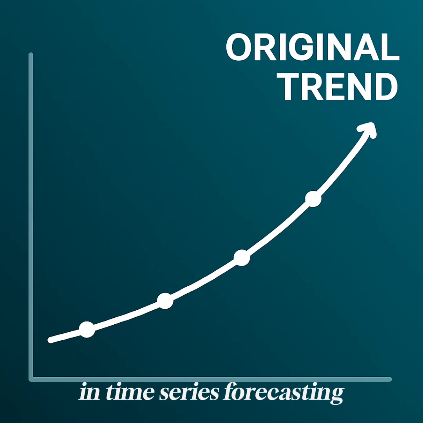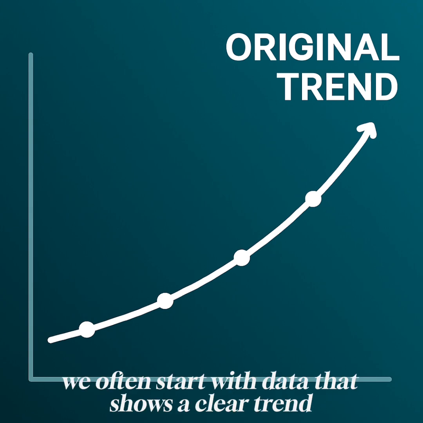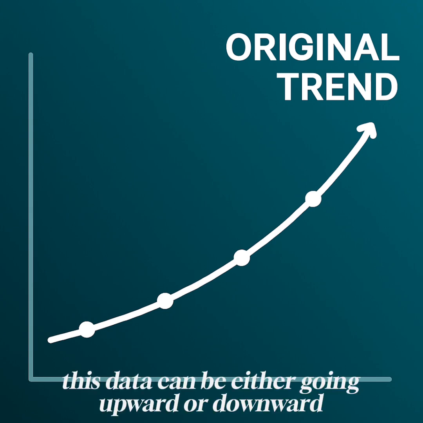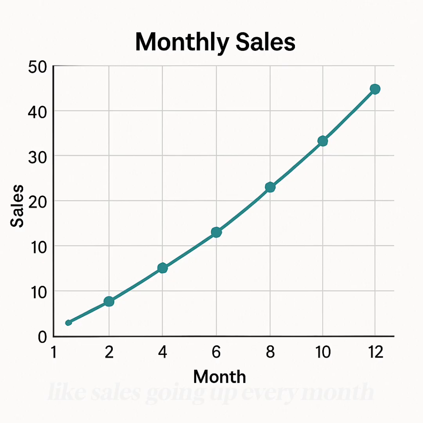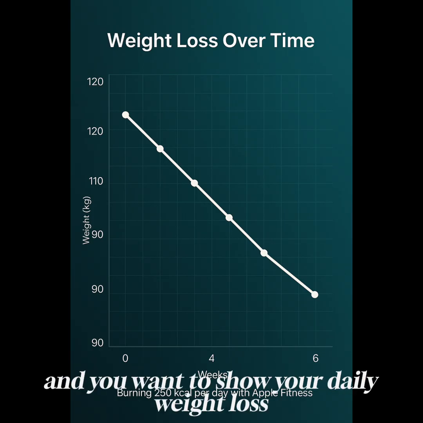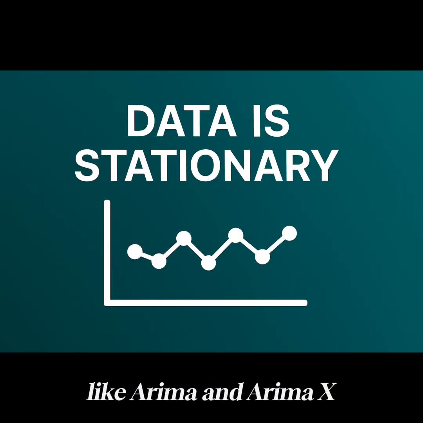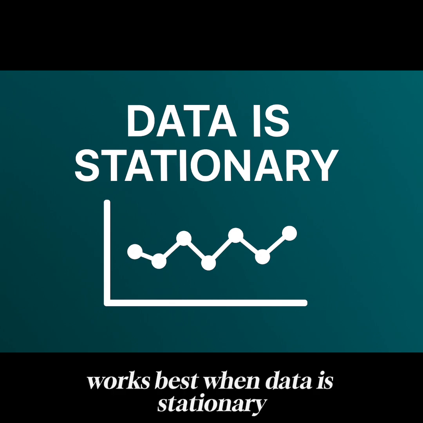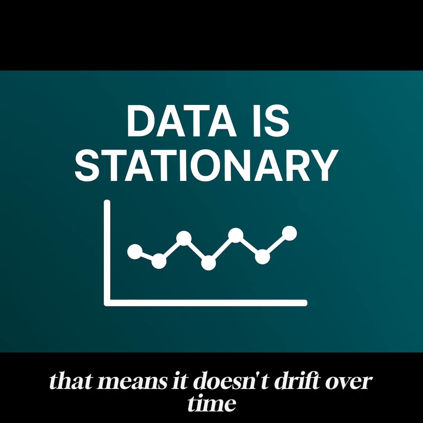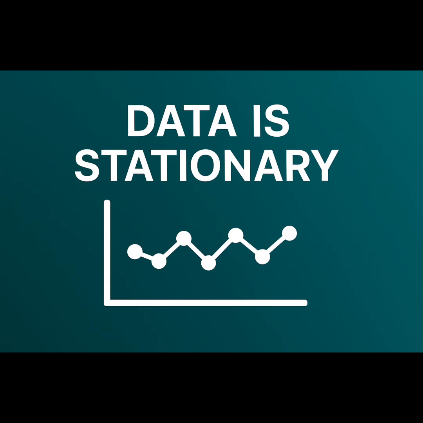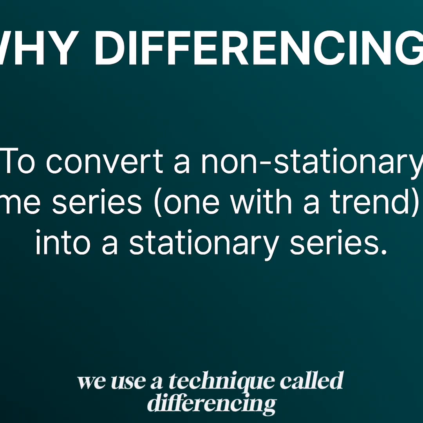In time series forecasting, we often start with data that shows a clear trend. This data can be either going upward or downward, like sales going up every month, or maybe you are in a weight loss plan and you want to show your daily weight loss. But many forecasting models like ARIMA and ARIMAX work best when the data is stationary. That means it doesn't drift over time. To make a series stationary, we use a technique called differencing.